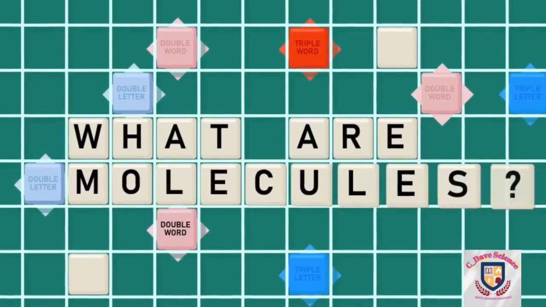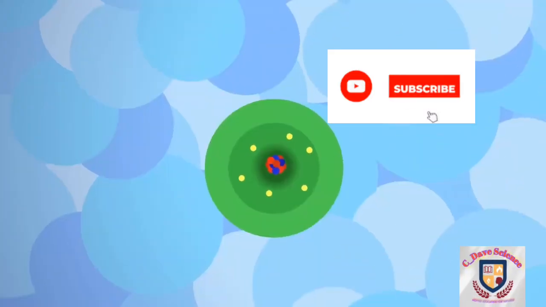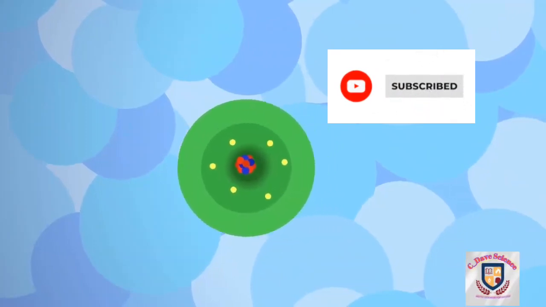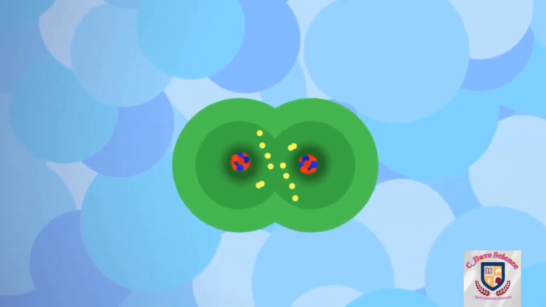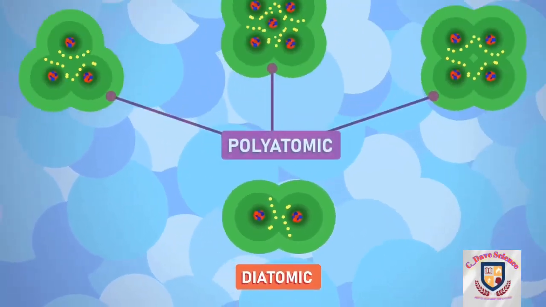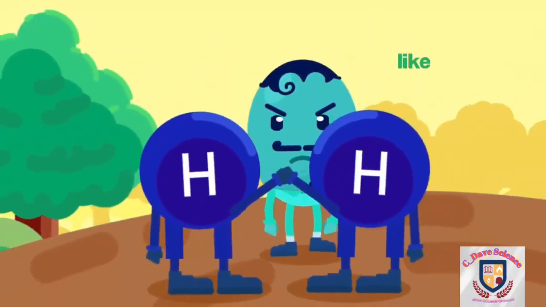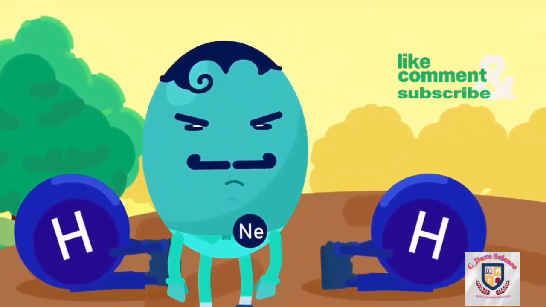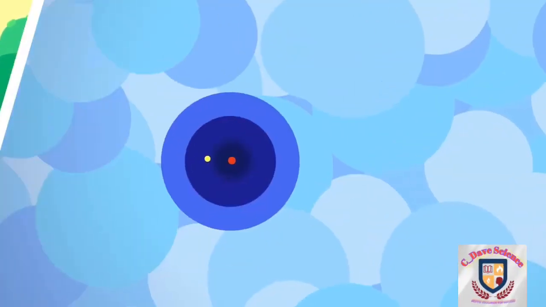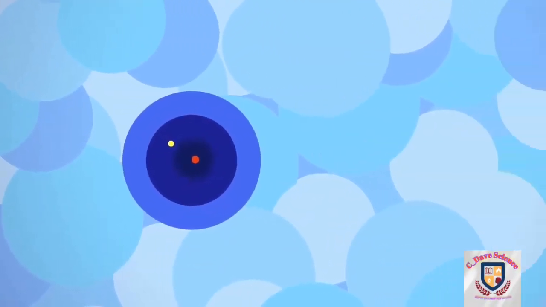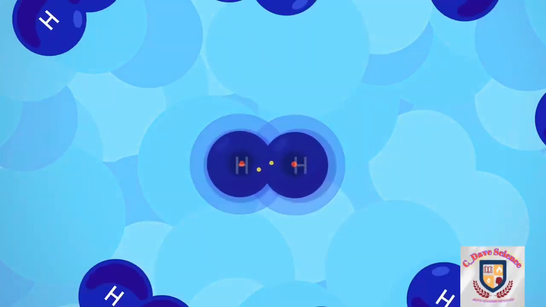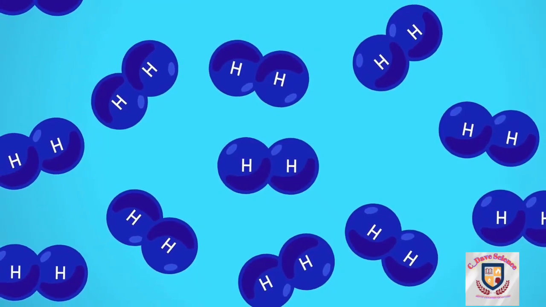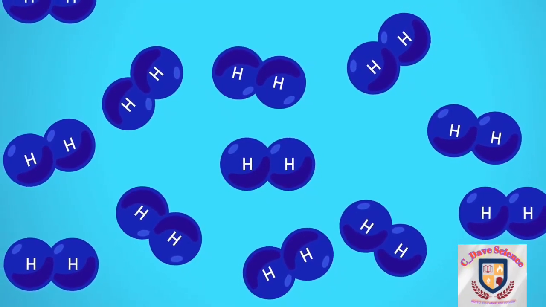What are molecules? Unlike the elements that have only one type of atom, molecules are formed by two or more atoms that are chemically combined. Molecules can be diatomic or polyatomic. Diatomic means that the molecules are formed by the combination of two atoms. For example, a hydrogen molecule is formed by two hydrogen atoms chemically combined. This is how the hydrogen molecule is found in nature and can be denoted as H2.